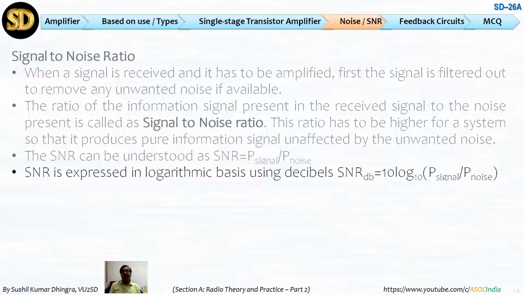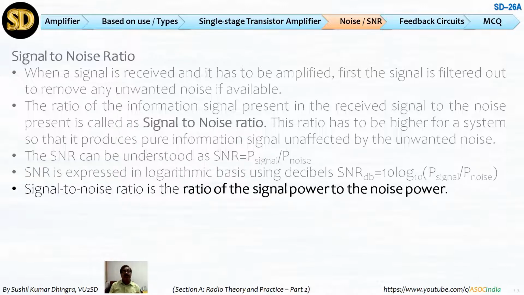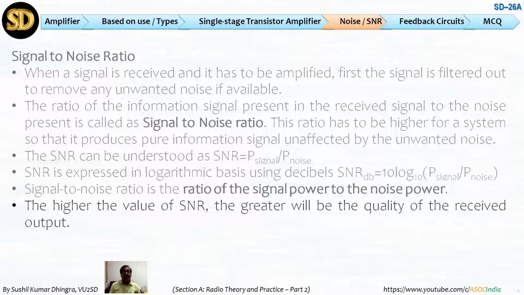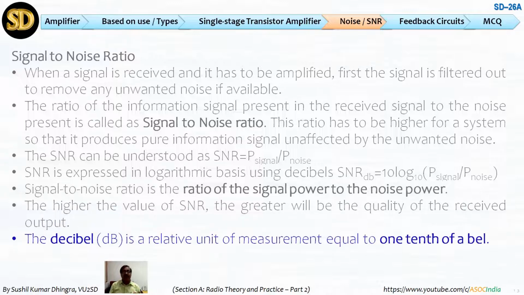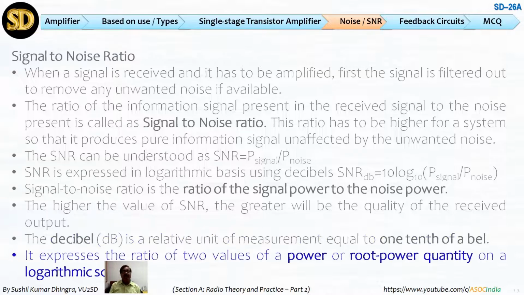So SNR dB is equal to 10 log 10 P signal by P noise, and this decibel itself is a ratio, units. It is units for measuring a quantity, and this is 1/10 of the bel. It expresses a ratio of two values of a power or root power quantity, RMS, on a logarithm scale. Not going in detail because it is not required, just definition is enough for you.